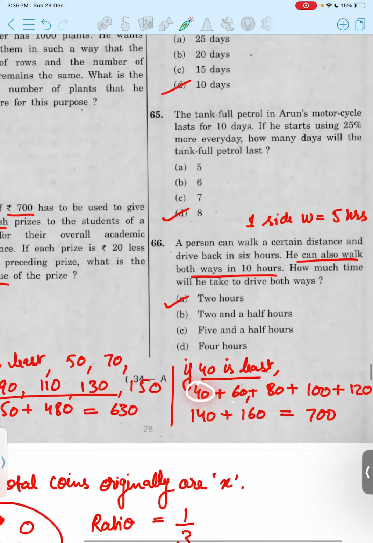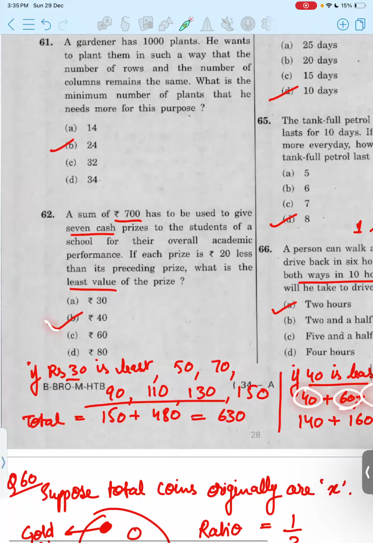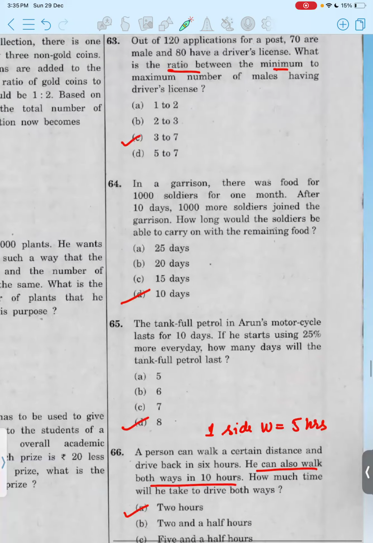So 40 plus 20 would be 60, plus 20 would be 80. So 40 becomes the least value of it. So for 62, B is right.